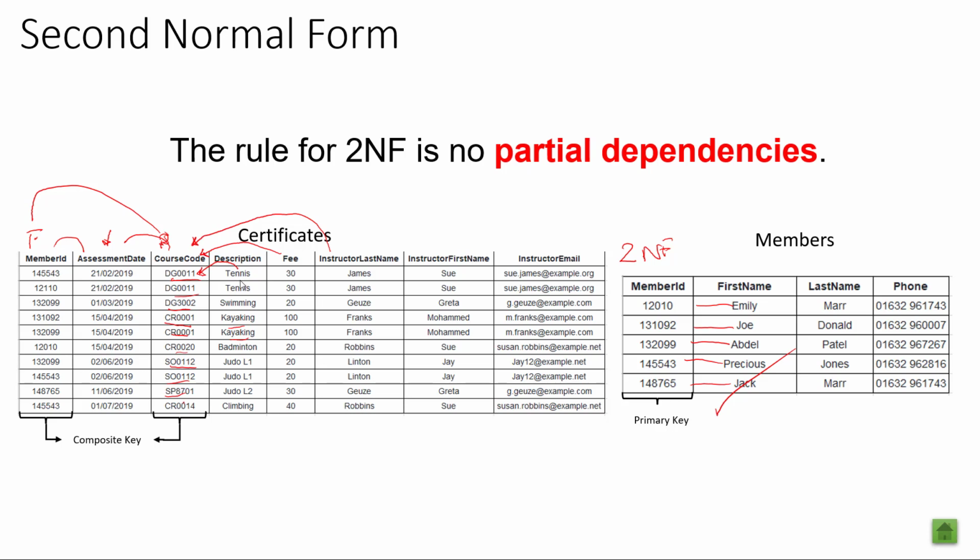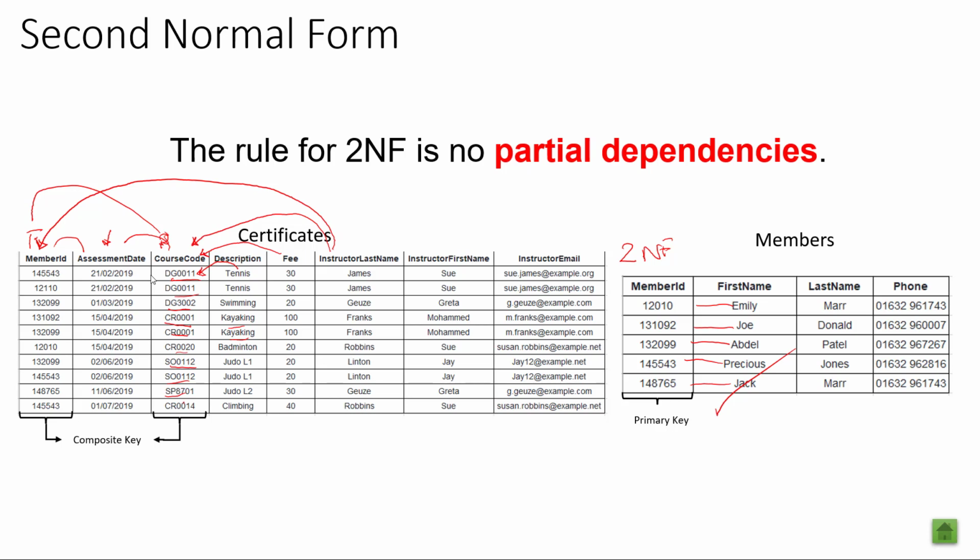So it's the instructor who assessed a specific member for a specific award. That means the member is also on member ID as well, because the instructor taught the member and the instructor is assigned to a course. Say that again: the instructor taught the member. So we know that Precious Jones was taught by James.